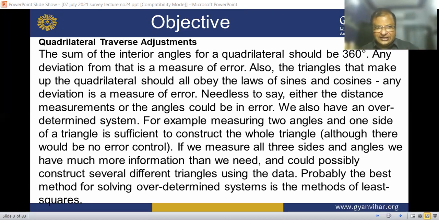So we also have an overdetermined system. For example, measuring two angles and one side of a triangle is sufficient to construct the whole triangle, although there would be no error control. If we measure all three sides and an angle, we have much more information than we need and could possibly construct several different triangles using the data.